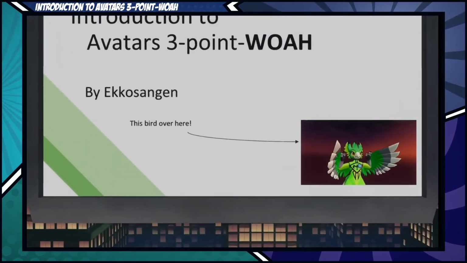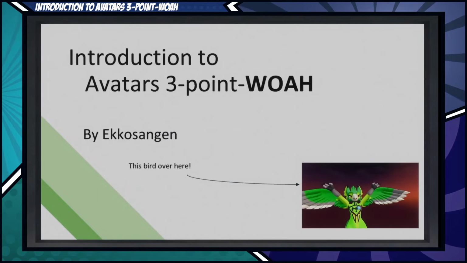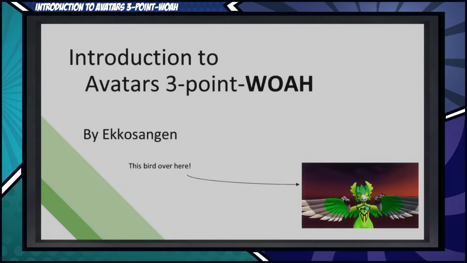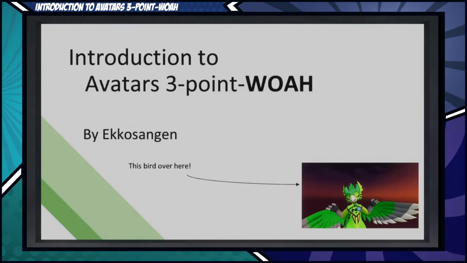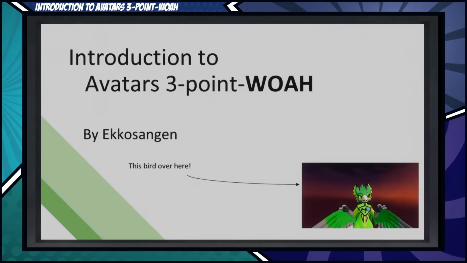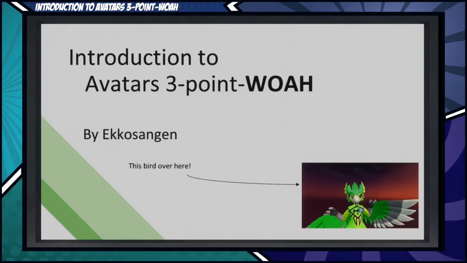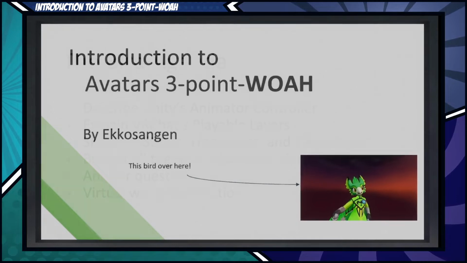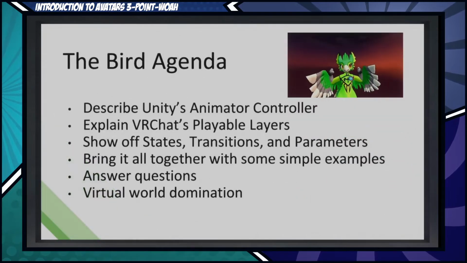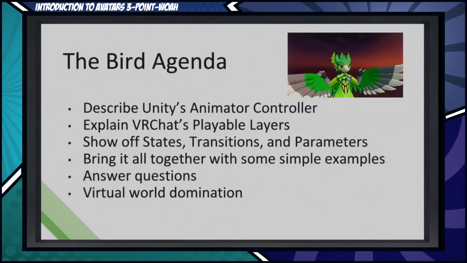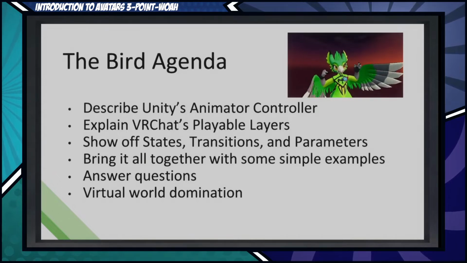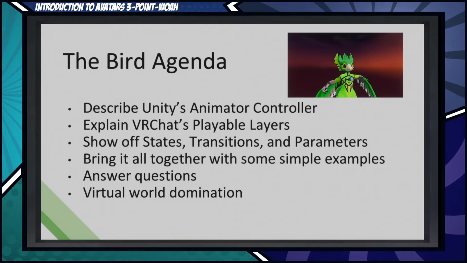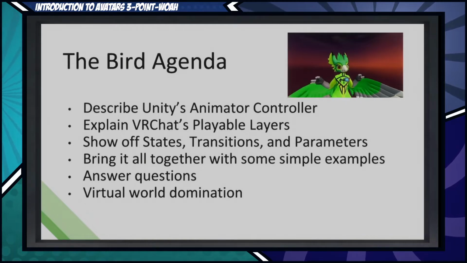So, welcome everyone to Avatars 3. If you've ever wondered how an avatar thinks and decides what to do, this is the panel where I'm going to teach you the basics of avatar brains so that hopefully you could take what you learned here and make something really awesome. I'm mainly going to be focused on how animator controllers work in Unity, going over each of the playable layers, what states, parameters, and transitions are, and what you can do with them.